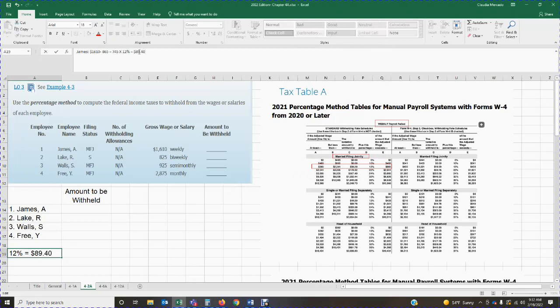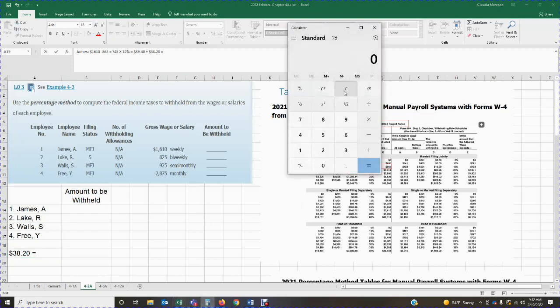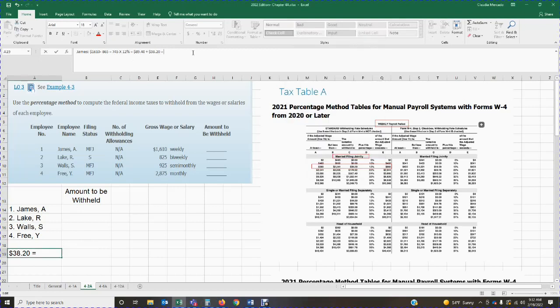And then I'm going to add that next number that's next to it. This is the tentative amount to be withheld, the $38.20. We're going to add that to our amount of taxes that we calculated, which is the percentage plus this percentage. So 89.40 plus 38.20 will give me 127.60. And that is the amount that we are going to withhold.